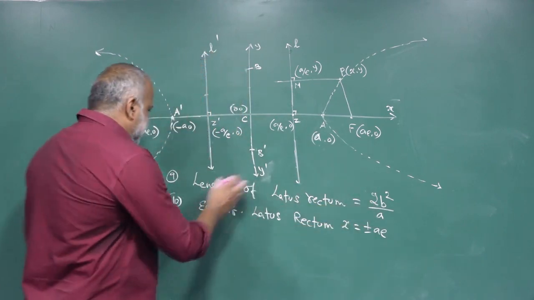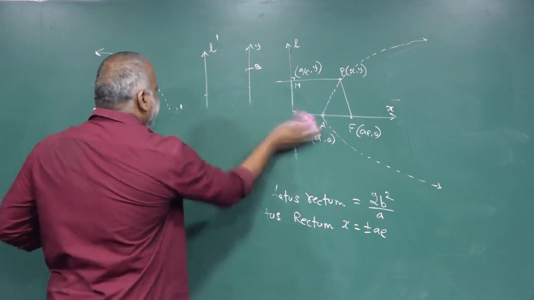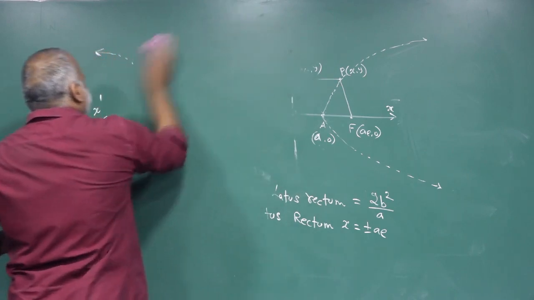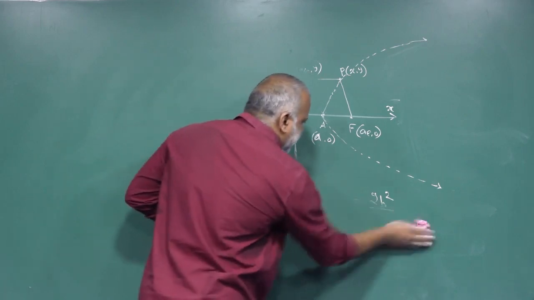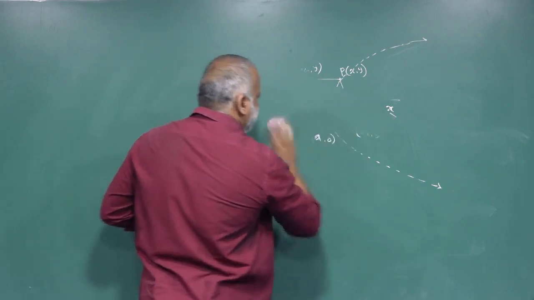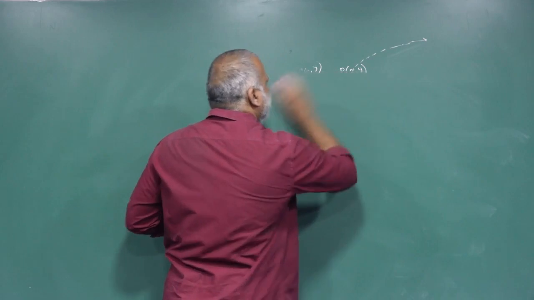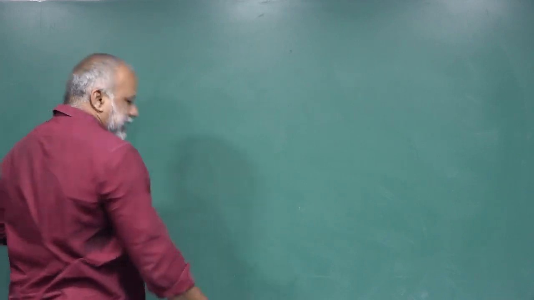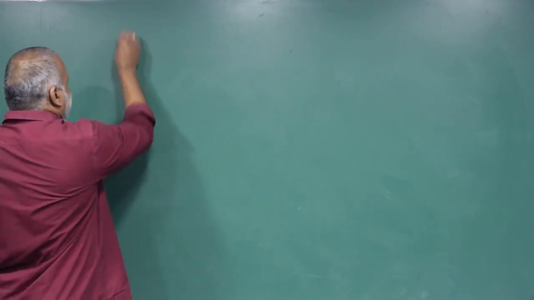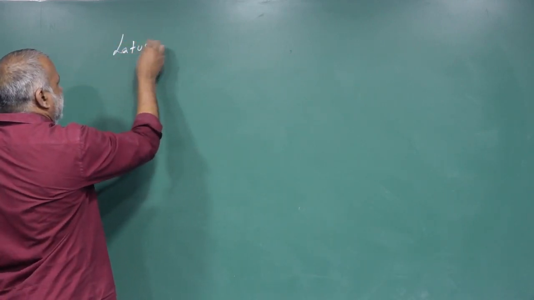That is the next heading. Now take down the heading latus rectum. Already you have worked out latus rectum of an ellipse. Here also you are going to work out latus rectum for a hyperbola. But the result is same. See, the heading is latus rectum.